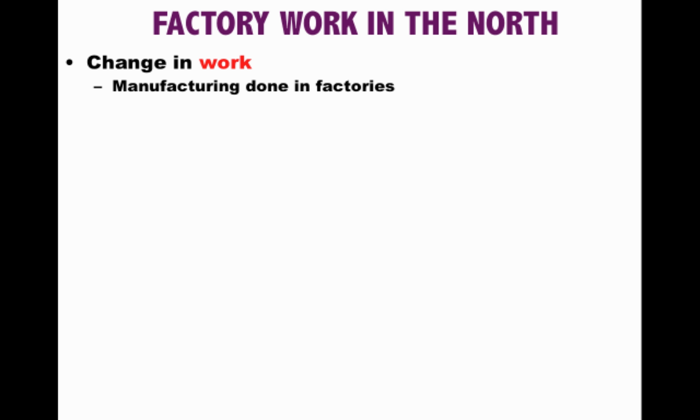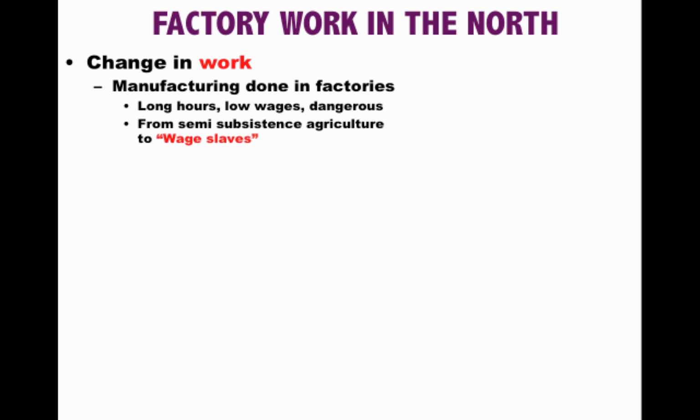Factory work in the North was very difficult. This is a huge shift in the country. People are not just working as apprentices in homes, they're going to a factory, and this work is very difficult: long hours, low wages, dangerous, and completely unregulated. And you go from semi-subsistence agriculture to what some refer to as wage slaves, the very critical view of factory work that you are just a slave for low wages.